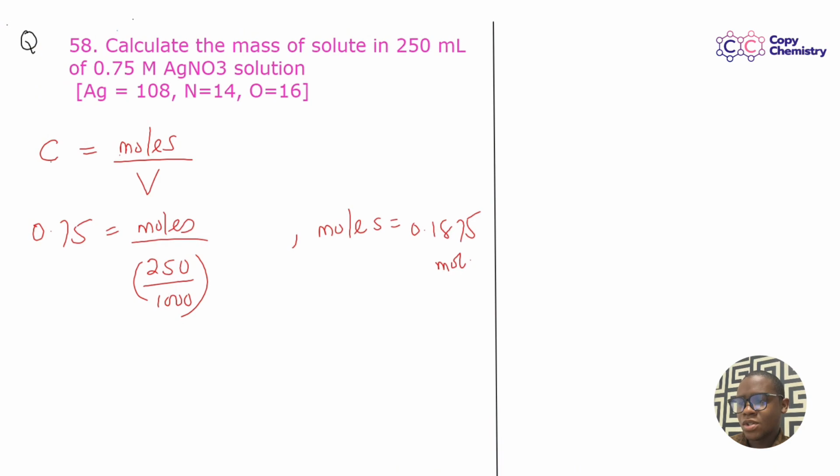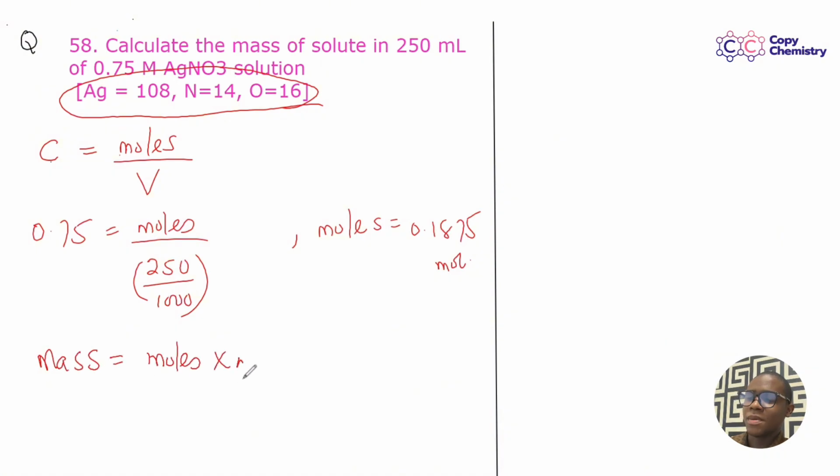Now, in this question, we were already given the molar mass of silver nitrate because we're given this, so we can actually get the molar mass from there. And the mass is basically equal to moles multiplied by molar mass. Remember, the question said get the mass. Okay? Mass is moles times molar mass. We know the moles, that we've done that. All we need to do is multiply that by the molar mass.